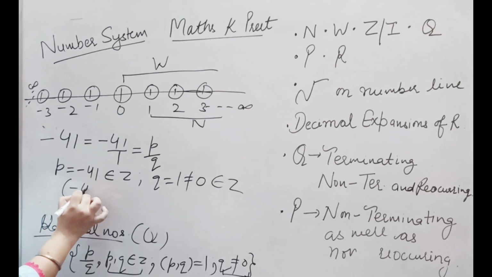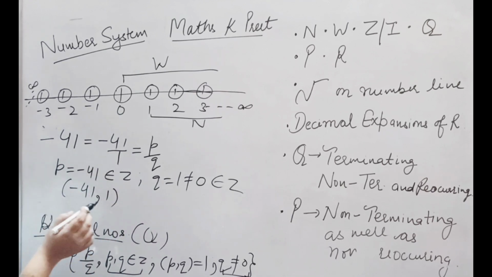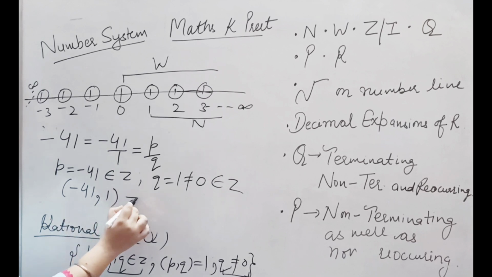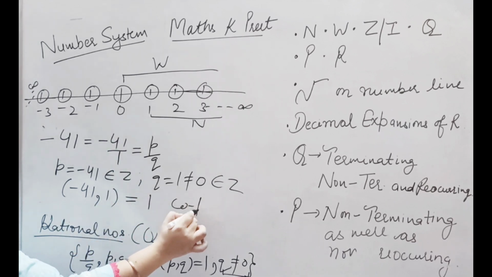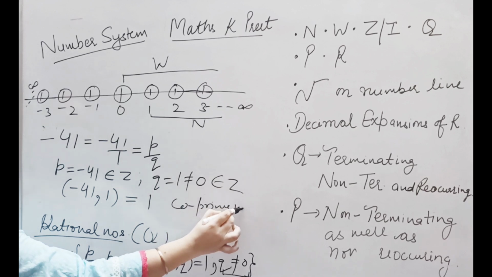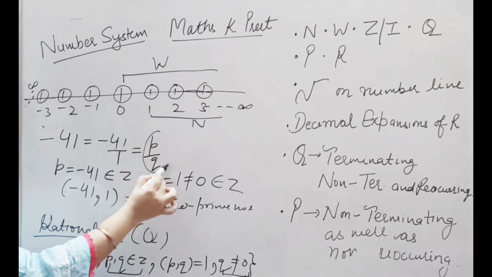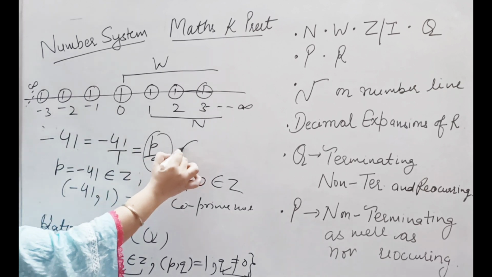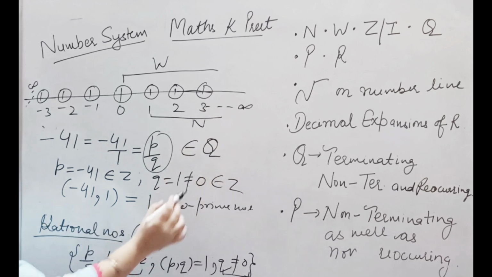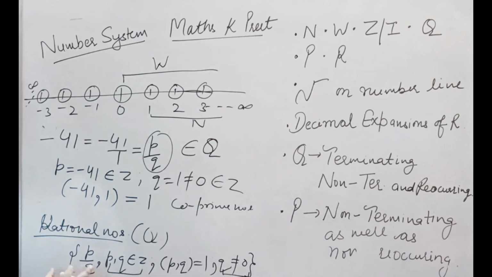Let's check the GCD or common factor between these two numbers. Clearly this is 1. So these two numbers are what? Co-prime numbers. They have nothing in common except 1. So minus 41, we have written this in the form of this. So clearly this number satisfying all three conditions. So this is a rational number.